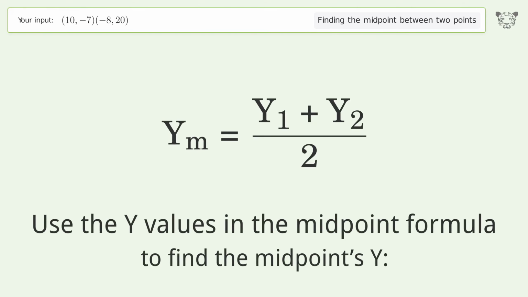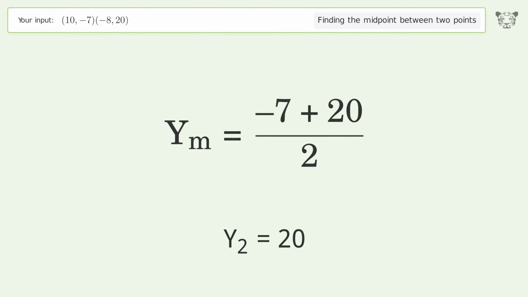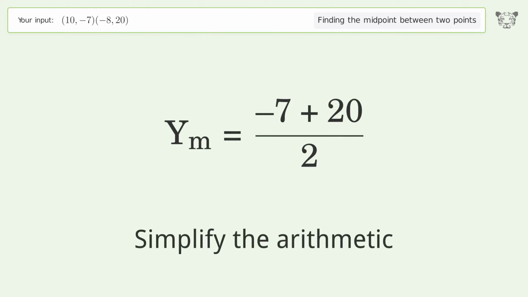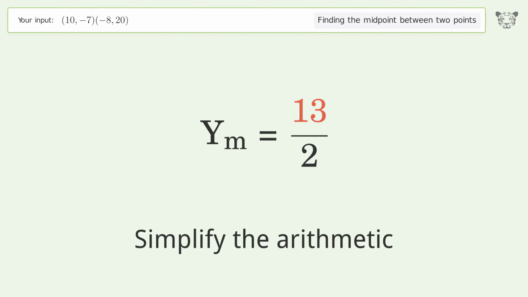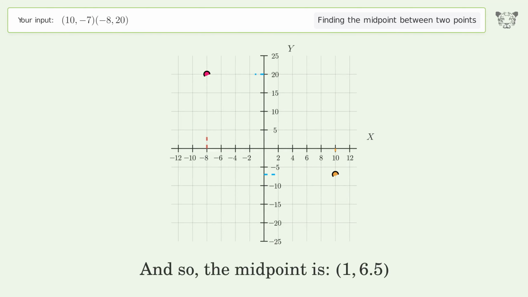Use the y values in the midpoint formula to find the midpoint's y. y1 equals -7. y2 equals 20. Simplify the arithmetic. And so, the midpoint is 1, 6.5.